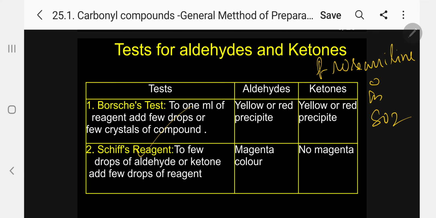So, a few drops of aldehyde or ketone, kindly follow. Add a few drops of the reagent, para-rosaniline sulfur dioxide, that is Schiff's reagent. Aldehyde gives magenta color, a rosy red color, whereas ketones will not give magenta. So by Schiff's reagent you can differentiate aldehyde from ketone.